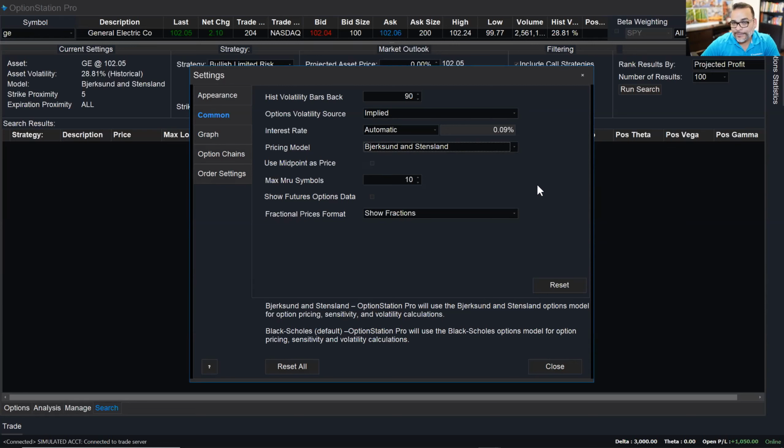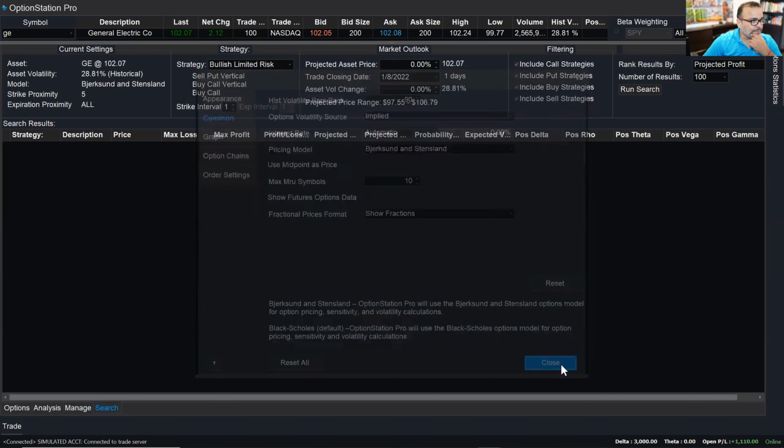I'm going to leave it the way it is. I just wanted to point it out so that you are aware that you can change the pricing model, especially if some of the calculations are not matching other providers. It could be related to the fact that we're using a different pricing model. All right.